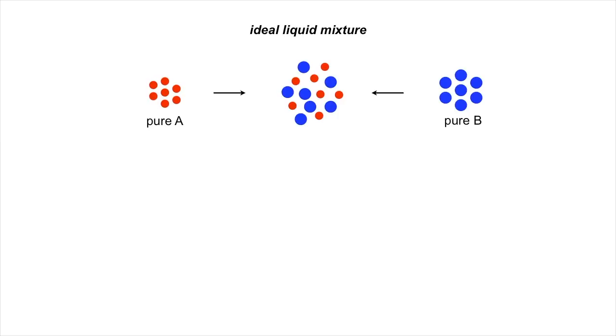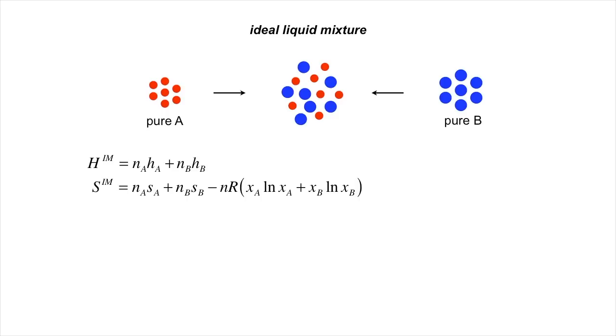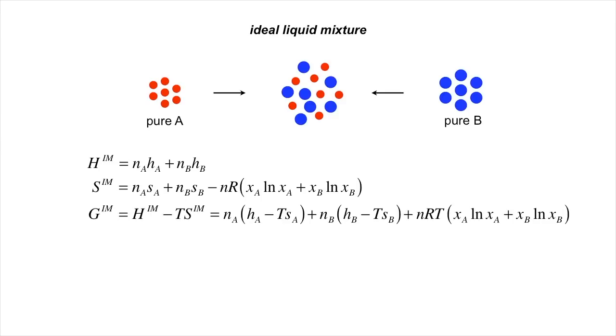As a basis, consider first an ideal mixture of two liquids A and B. Recall that for an ideal mixture, the total enthalpy and entropy are simple sums of the enthalpies and entropies of the species prior to mixing, with an additional contribution to the entropy caused by random mixing. Last time we took partial derivatives of H and S to get the chemical potential in the mixture. But another way to think about this is to first add H minus TS to get G, and then divide by N so as to look at the overall molar Gibbs free energy of the mixture.